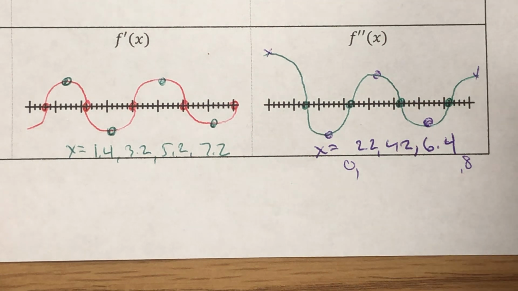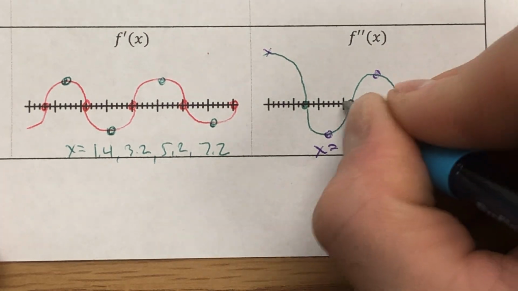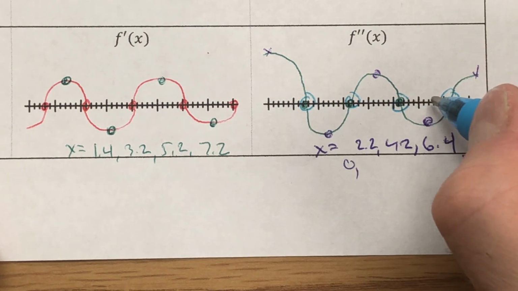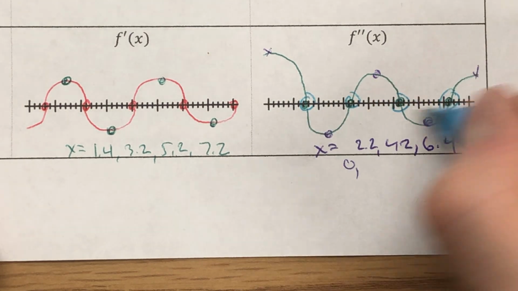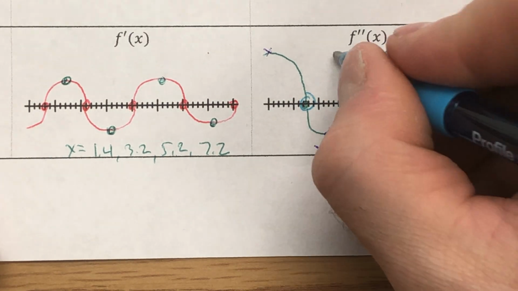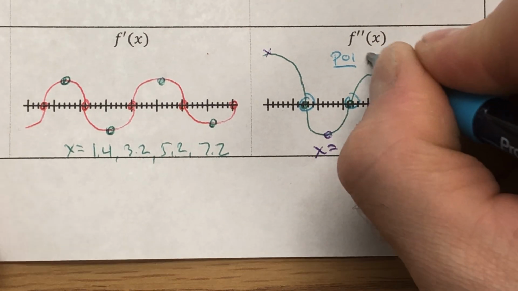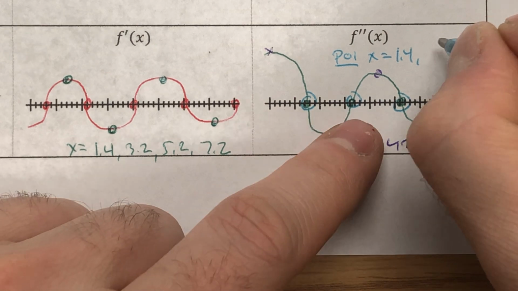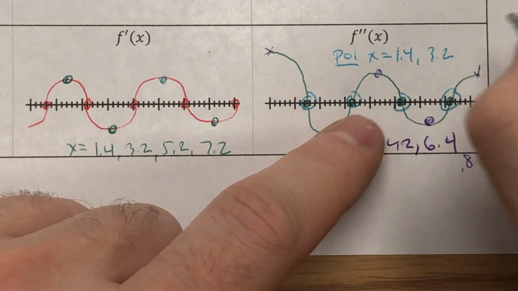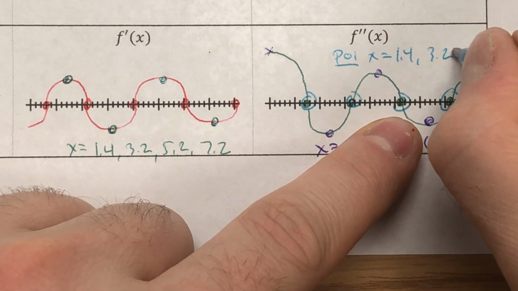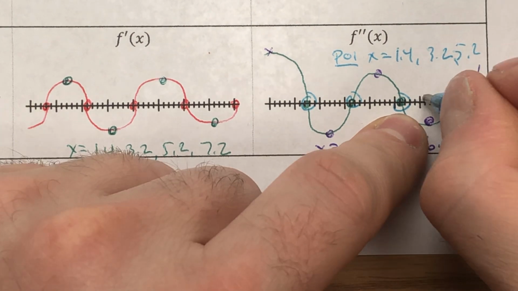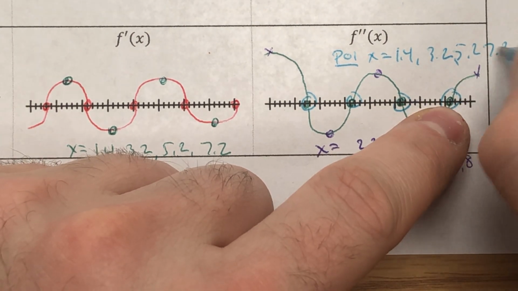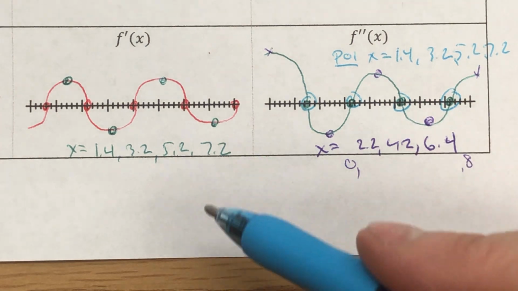But let's take that knowledge, find these points of interest, where this graph hits 0, where mathematically we would actually prove this equals 0, find those points. Points of inflection are going to be at x equals 1.4 to 3.2, 5.2, 6, and 7.2. And we're going to translate those back.